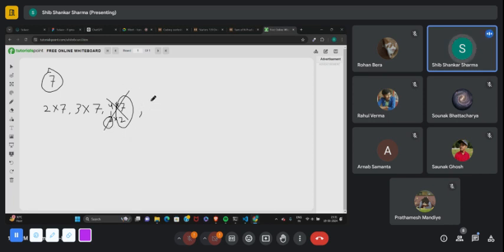Now if we go to 5 into 7, again in this case we can say that 7 would be the greatest. And now let us say we go for 7 into 7.